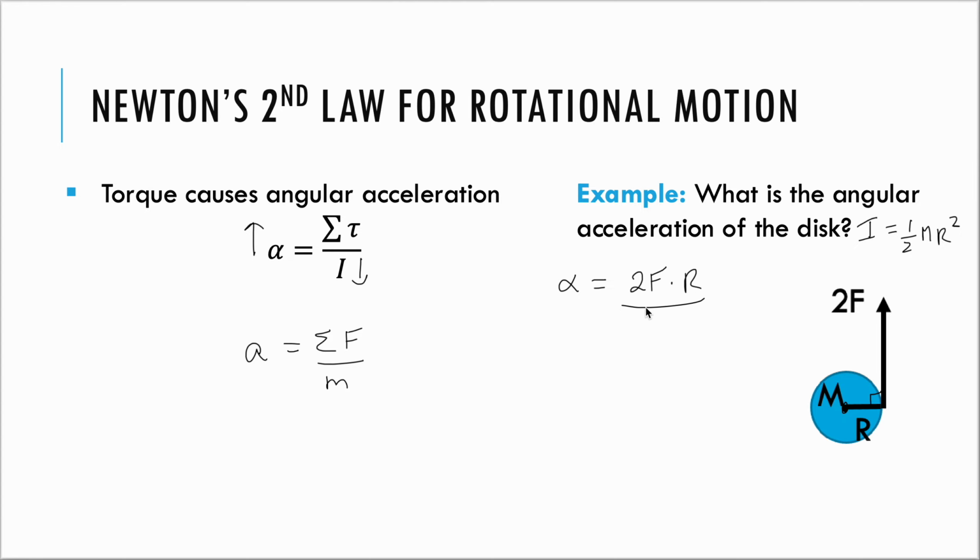And then the moment of inertia is 1/2 mr squared. We can cancel out one of the r's and we can simplify the numbers. We're going to get 4F over mr. So if we had values, we could plug them in to get the angular acceleration of this disk.